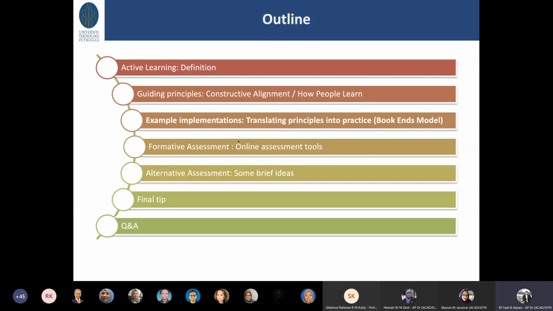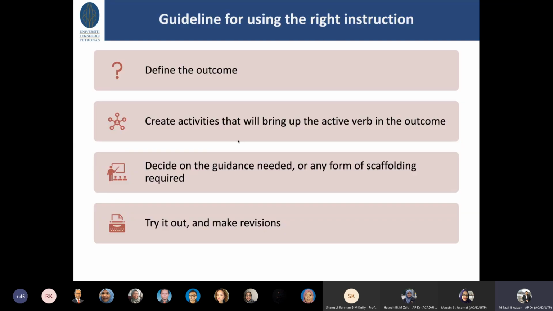So when we look at the example of the implementation, there are certain guidelines that we need to follow. First of all, we talk about defining the outcome. We already have listed down our course outcome, but what will be the outcome of the day itself? We need to understand what we want to achieve on that particular day as part of the learning outcome. Once we have defined that outcome, this is where we create the activities that will bring up the active verb in the outcome.